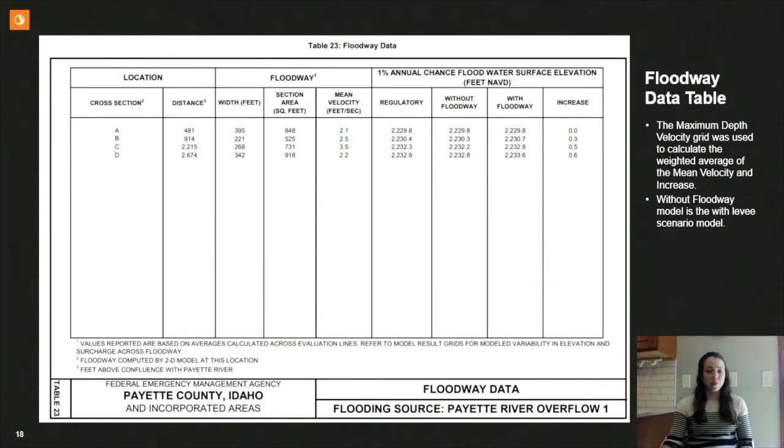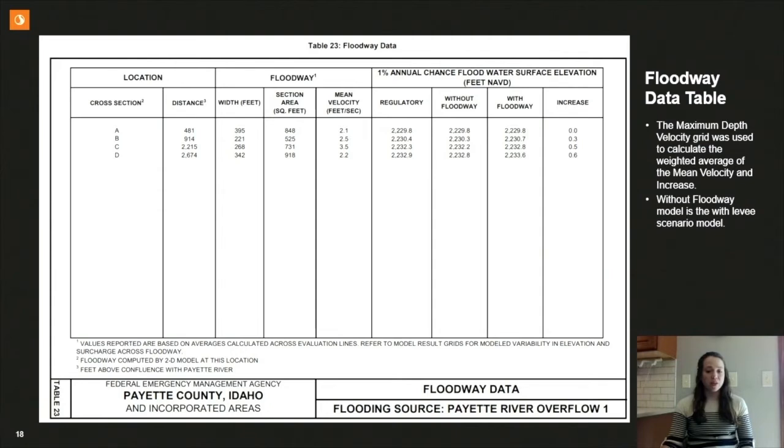The floodway data table is one of the most difficult components of the regulatory data to produce. The data that is reported in the floodway section of the floodway data table is taken directly from the model in a 1D floodway analysis. For the 2D floodway, these values had to be calculated outside of HEC-RAS. There's not a documented procedure for how to calculate these values in the FEMA guidance or technical references. The width was easily measured using the evaluation lines, and the section area was calculated using the evaluation lines, terrain data, and the floodway scenario water surface elevation grid. The depth velocity grid was used to calculate the mean velocity along the evaluation line with the same weighting procedure used to calculate the surcharge.